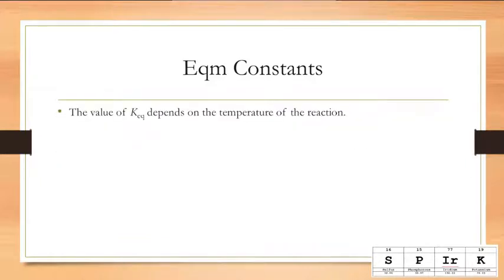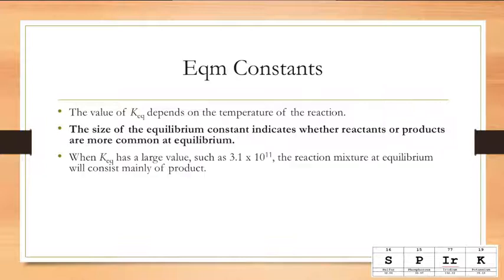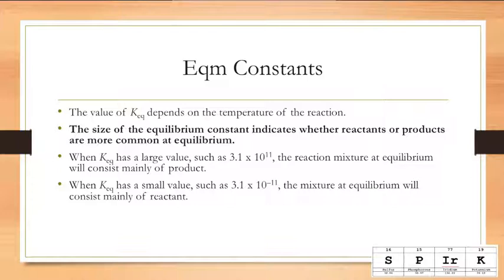The value of KEQ depends on the temperature of the reaction. The size of the equilibrium constant indicates whether the reactants or products are more common at equilibrium. When KEQ has a large value, such as 3.1 times 10 to the 11th, the reaction mixture at equilibrium will consist mainly of product. When KEQ has a small value, such as 3.1 times 10 to the negative 11th, the mixture at equilibrium will consist mainly of reactant.